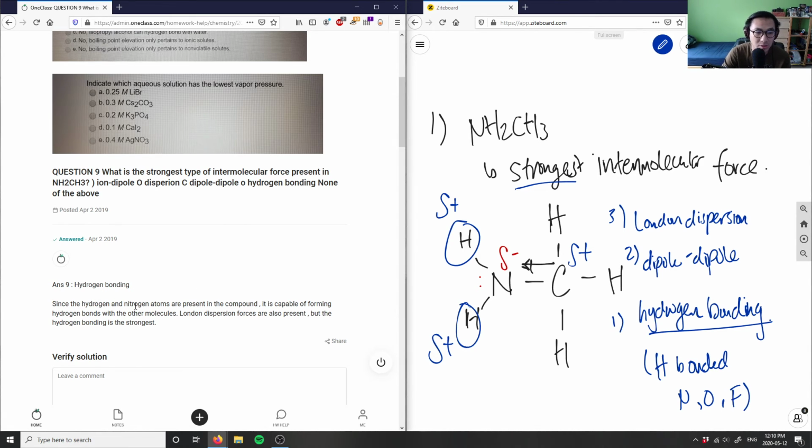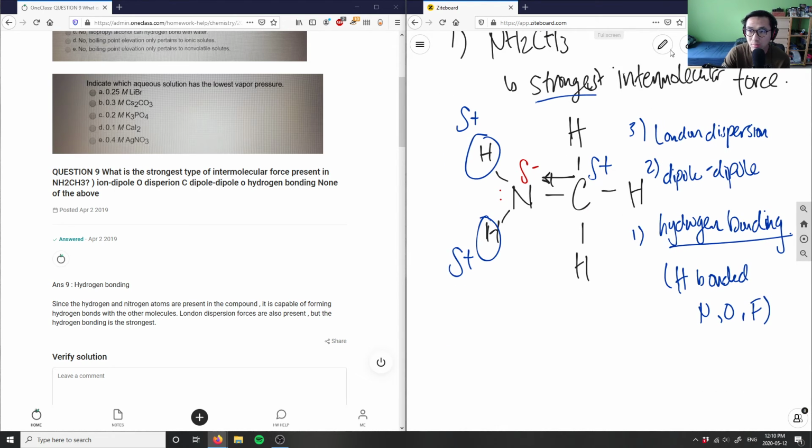It says, since hydrogen and nitrogen atoms are present in the compound, it is capable of forming hydrogen bonds with other molecules. London dispersion forces are also present, but the hydrogen bonding is the strongest. So this solution is correct. If we had another NH2CH3 molecule, like if I were to draw another one out, you can see that it is also attracted to itself, right? So let me draw this out here.